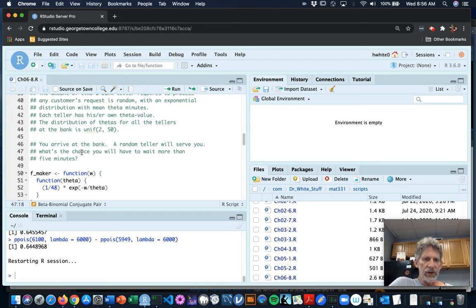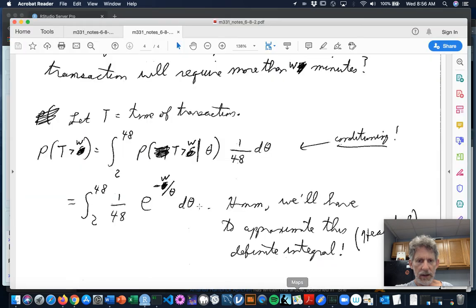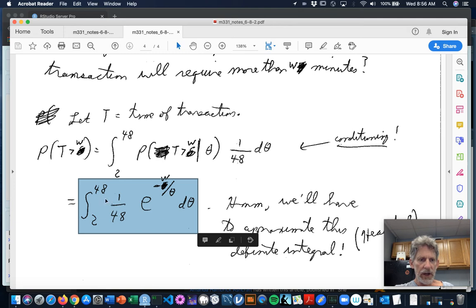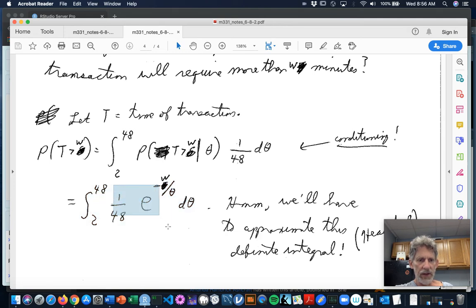A random teller is going to serve you. What's the chance you have to wait more than 5 minutes? And we've got to figure out a way to get this definite integral back here. Okay. So we're going to have to integrate this thing. Now, this thing is a function of theta, but you actually have a different function for each different w. And I would like to be able to answer this question for different values of w.